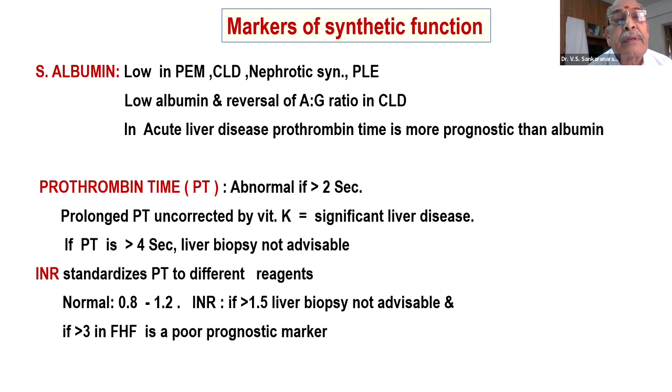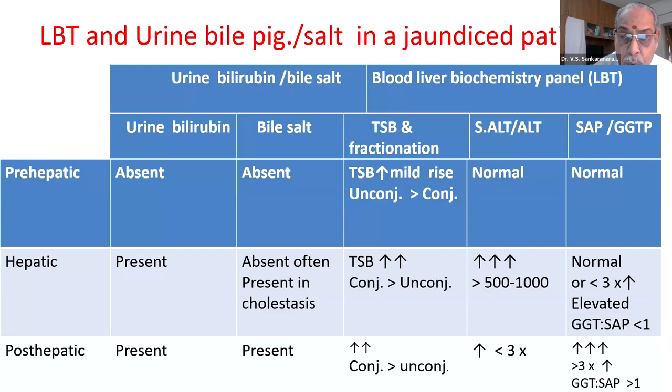I just finished. Now, the prothrombin time is more useful as a definitive prognostic marker, particularly if it is very high in spite of giving vitamin K for 2 days, IV. If it is more than 2 seconds, it is abnormal. If it is more than 4 seconds, probably we don't do liver biopsy. If the INR is more than 1.5, we don't do liver biopsy. If the INR is more than 3 or 4, probably it is an indication for liver transplant. Now even people go up to 6.